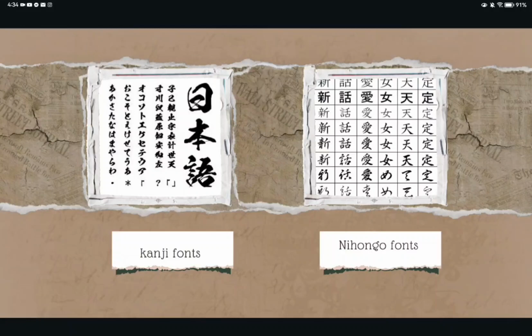The second is Nihongo. Nihongo is the principal language of the Japonic language family spoken by the Japanese people.